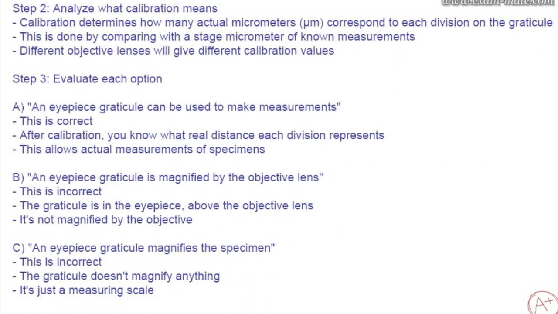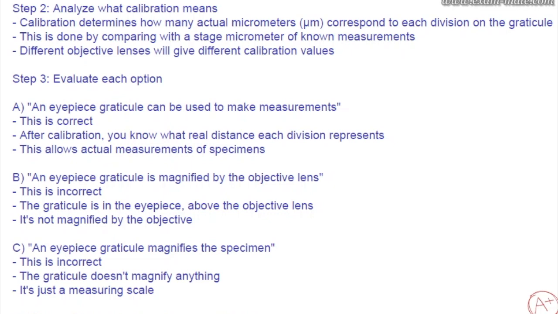Step 3. Evaluate each option. A. An eyepiece graticule can be used to make measurements. This is correct. After calibration, you know what real distance each division represents. This allows actual measurements of specimens.